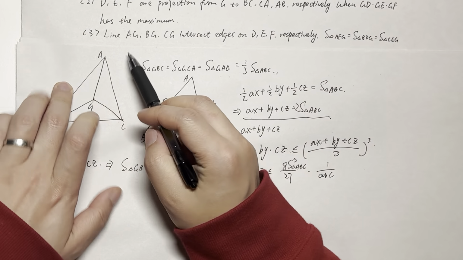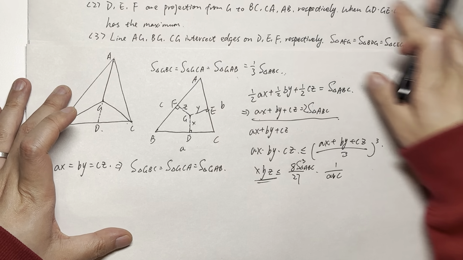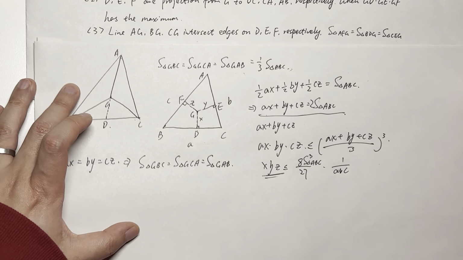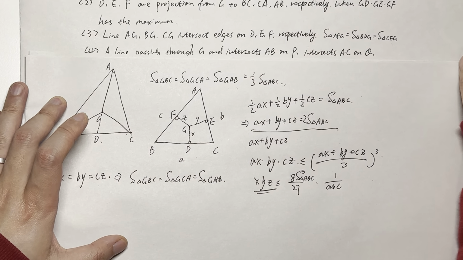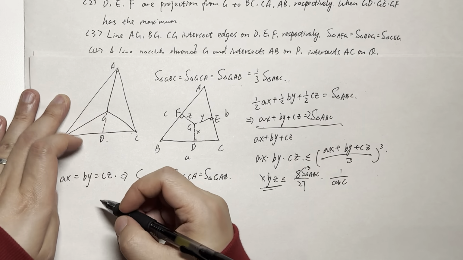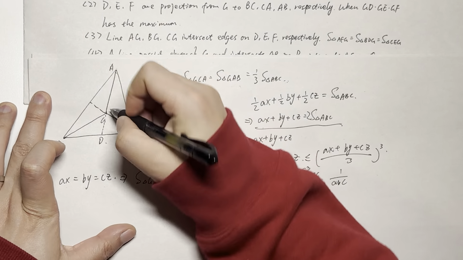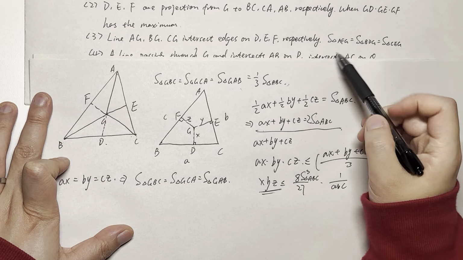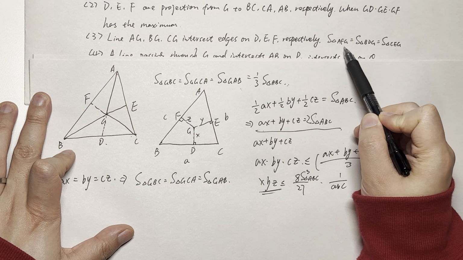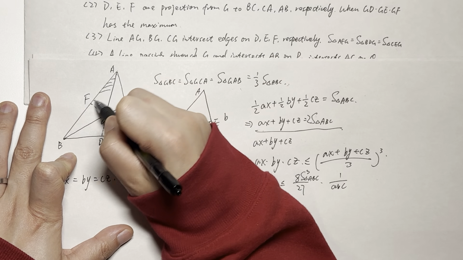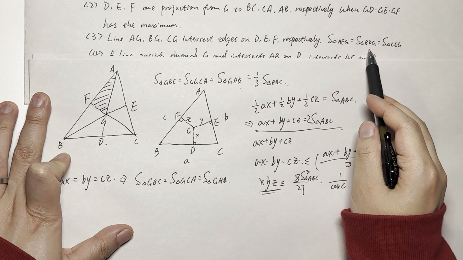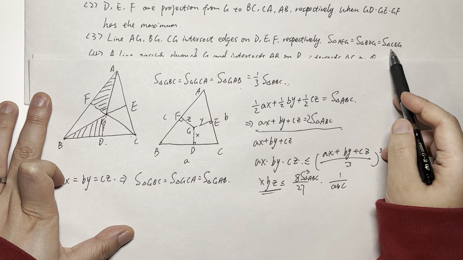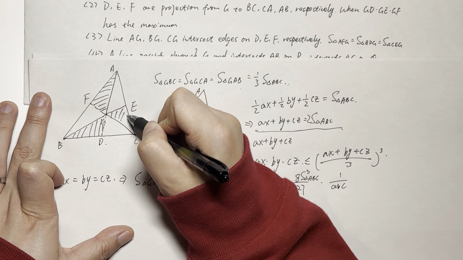So lines AG, BG, CG intersect edges on DEF respectively. Okay, let's just draw it. I'll just use this one. And we know that the area of triangle AFG, this one, equals the area of triangle BDG, this one, equals the area of triangle CEG, this one.